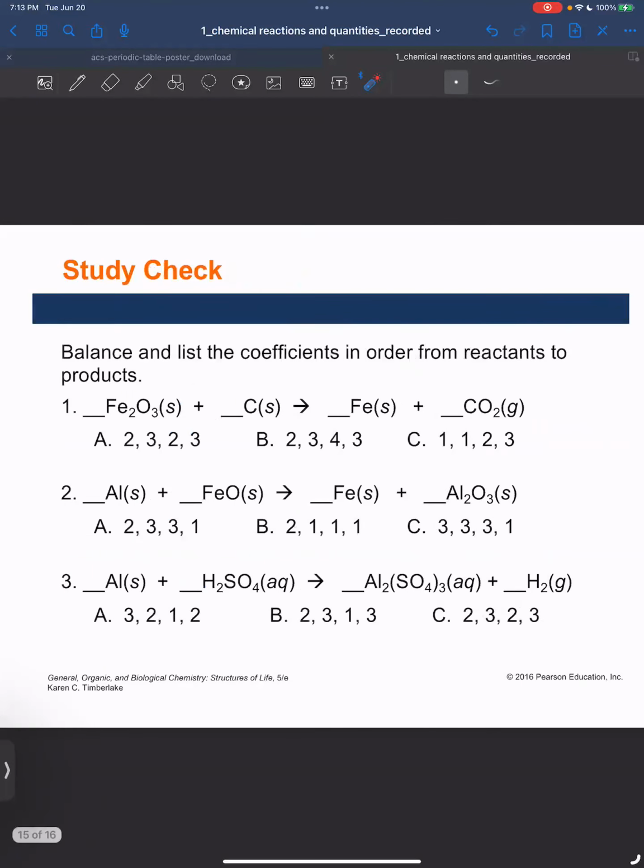All right, go ahead, pause the video, balance these equations and list the coefficients in order from reactants to products, and then check your work with me when you're done.